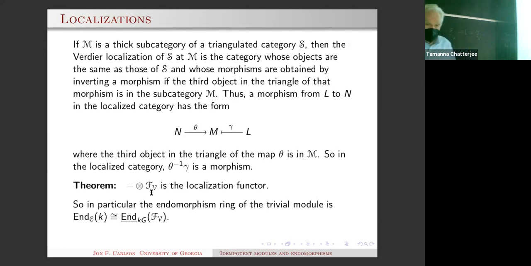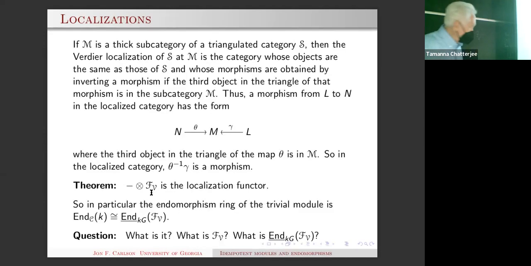So in particular, what this does is it identifies k with F of V. And tensoring with F of V actually sends the category of finitely generated KG modules into the category of all KG modules. These E of V and F of V are not necessarily finitely generated. In fact, it will be very seldom that they're finitely generated. So you're going into the category of all KG modules, but the image of that functor is actually the localized category.